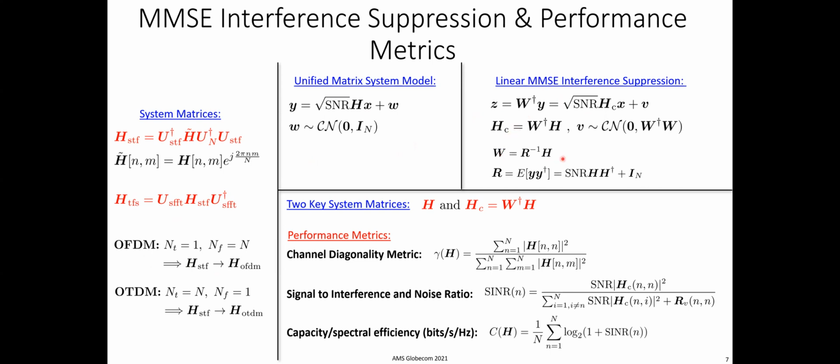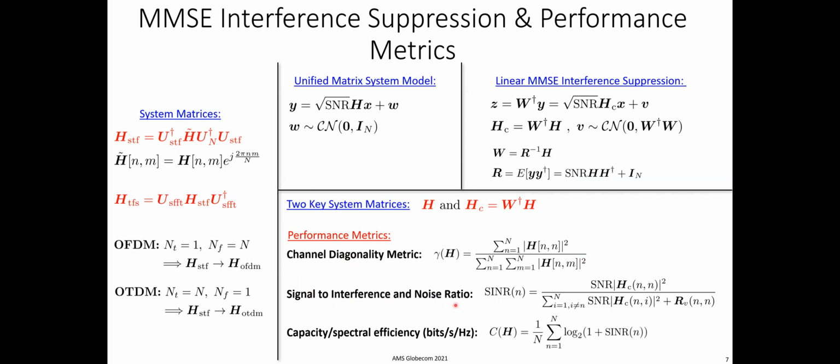And the matrix is given by R inverse H, where R is the covariance matrix of the demodulator outputs. There are two key system matrices, H and H_C. H_C is the composite matrix, including the MMSE filter. And in addition to probability of error, we consider three other performance metrics. The channel diagonality metric, which basically is the ratio of the power in the diagonals to the total power in the channel matrix. So we expect it to be the highest for STF since it's close to eigenfunctions.